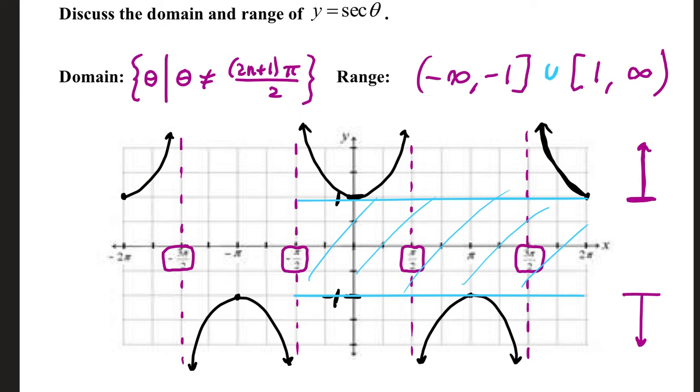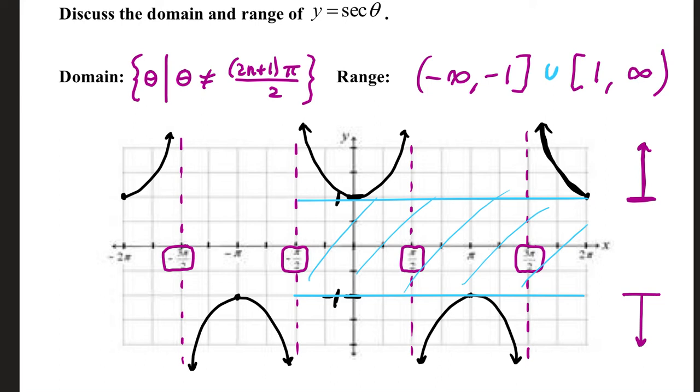These series of hills and valleys that represent the secant graph are not defined for odd multiples of pi over 2. Now, in order to write that, we know pi over 2's got to be in here. So any angle, as long as that angle is not, this can represent odds. If you pick any number and double it and then add 1, your answer will be odd. So this is the notation for odd multiple of pi over 2.